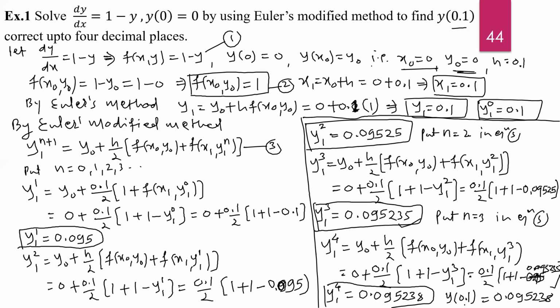Now for the second iteration, x equal to 0.2, and again repeat the same process.